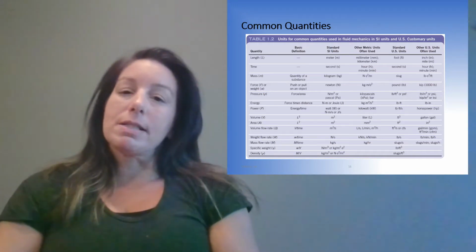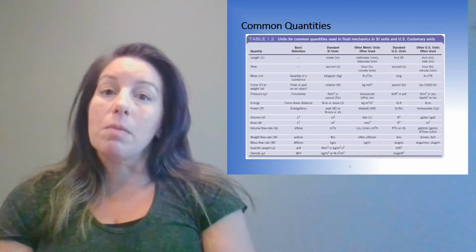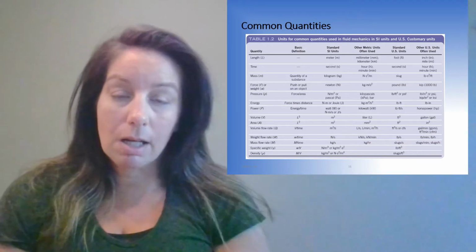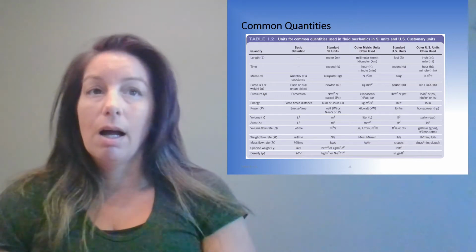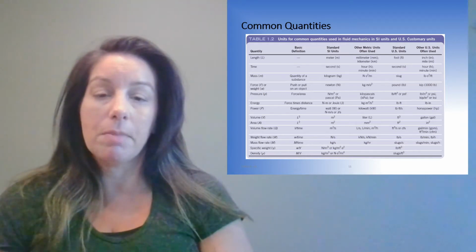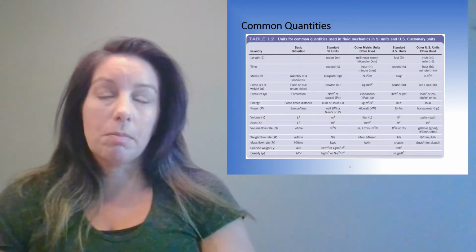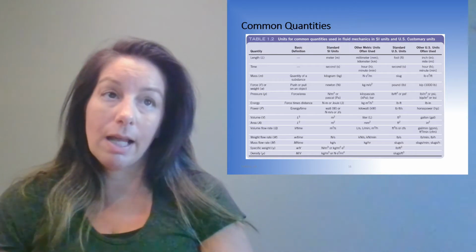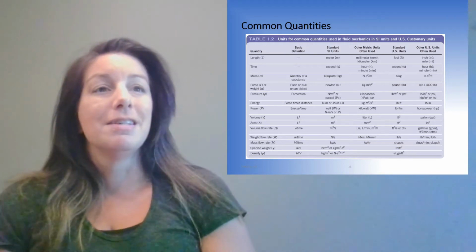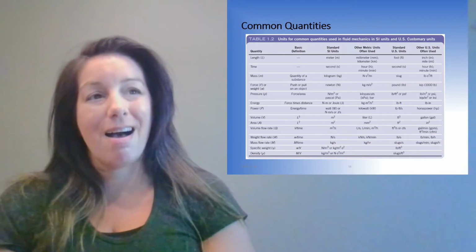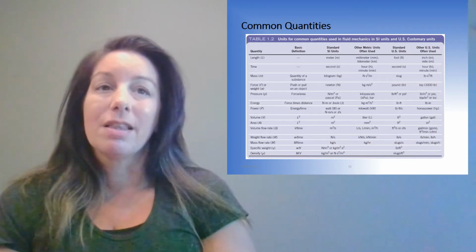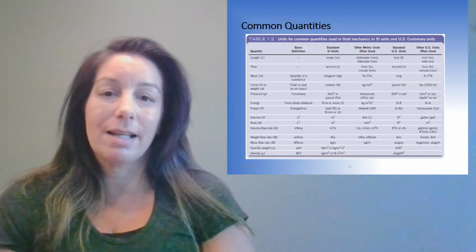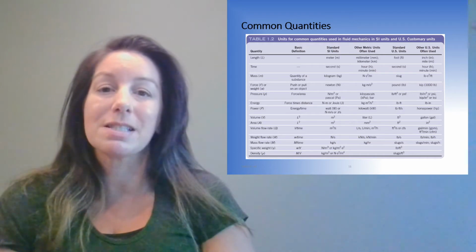So let's talk about some common quantities. Most of these you're familiar with already from your previous classes. Length is usually meters or millimeters in engineering terms. In imperial, which I despise so much, it would be a foot and an inch. There's time, which is seconds and hours in standard units as well as imperial.